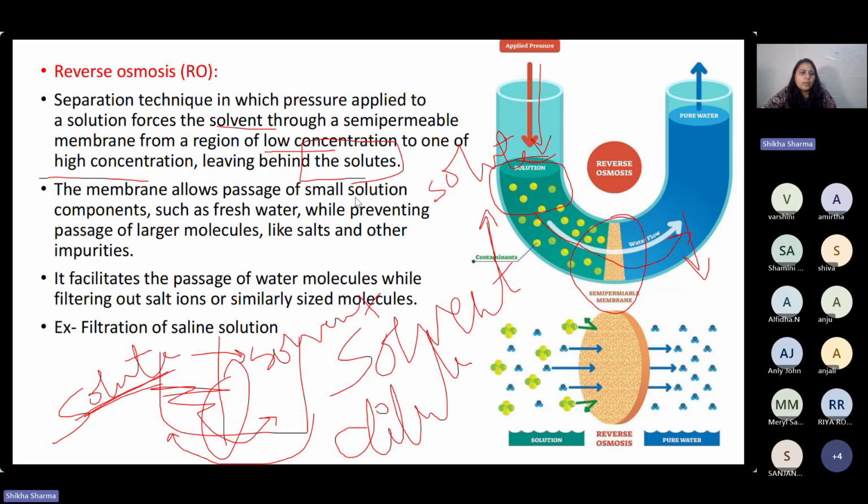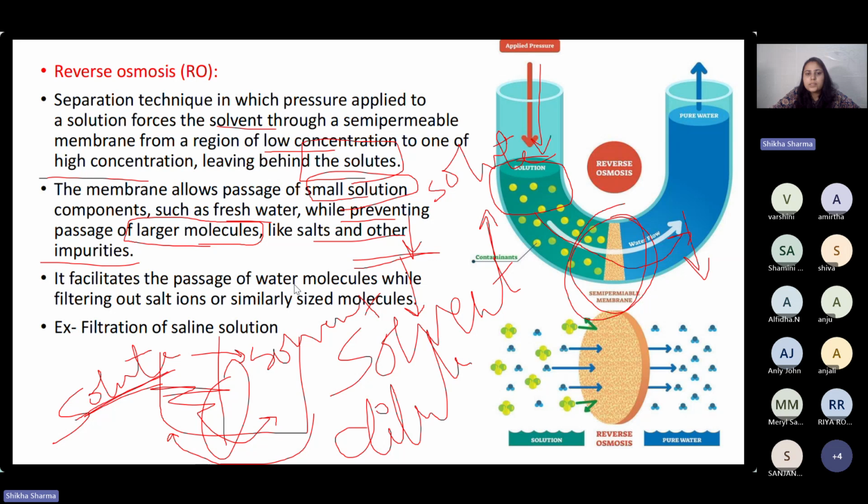So the membrane allows basically the passage of small solution components, such as the fresh water, while preventing the passage of the larger molecules. So if we are using the semi-permeable membrane, suppose we have a wastewater treatment plant. There we use such a semi-permeable membrane where the salts and other impurities cannot pass through the membrane. So what will happen? They will be retained on the membrane, and the solvent, which is the water, can pass when the pressure is applied. So we can get the fresh water.